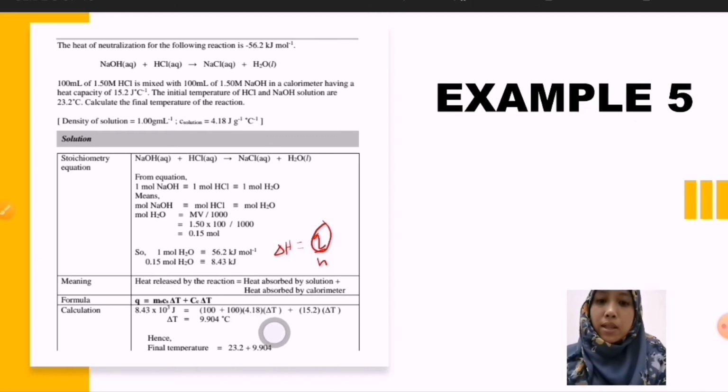And then delta T. Delta T ni yang kita nak cari ya. Untuk calorimeter, 15.2 ni ada dalam soalan, the heat capacity of calorimeter. Delta T ni kita kosongkan lah. So finally kita akan dapat delta T 9.904 degree Celsius. So final temperature ni kita tambahkan je lah daripada initial temperature.